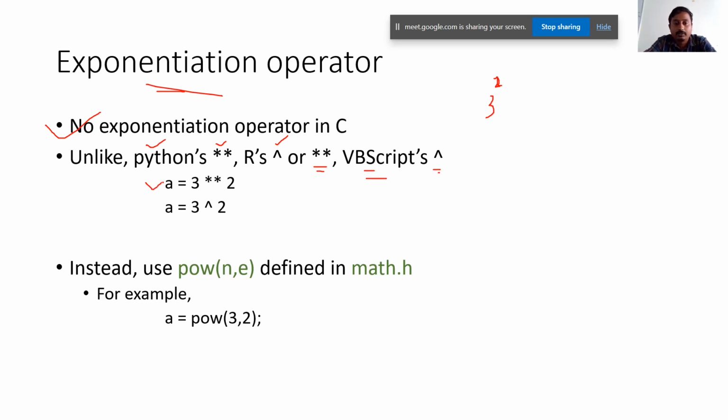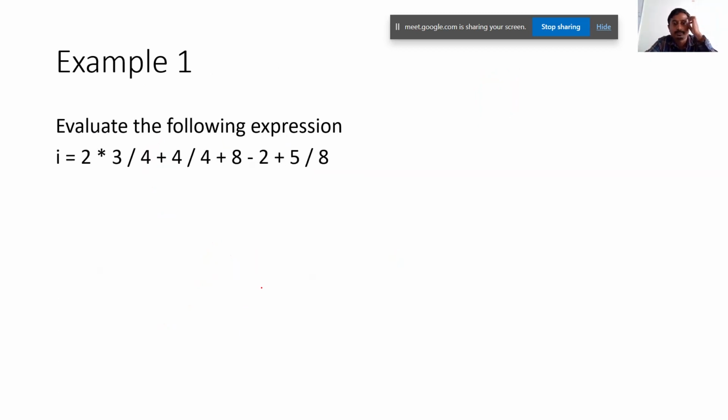So in Python we would write this expression in order to get 3 raised to power 2, the square of 3. We will write this expression in R. In C, we have to use the pow function. It is defined in math.h, so we include that, and we use this function. It accepts two parameters: this is the number and this is the exponent. So in order to find 3 raised to power 2 in C, we will write this expression. So this is regarding the exponentiation operator.